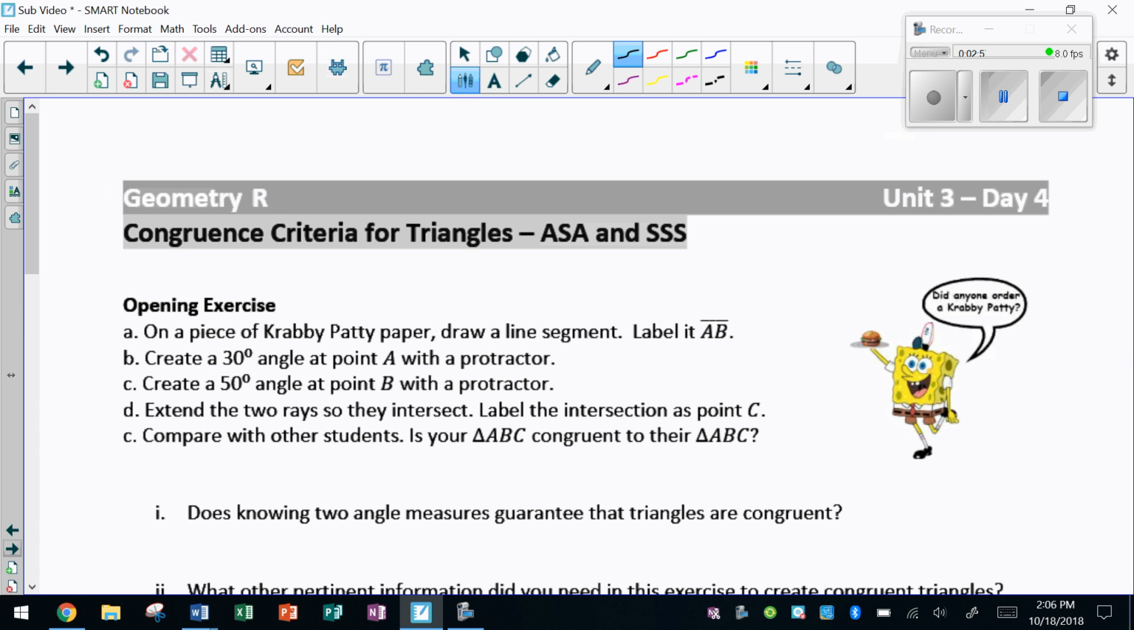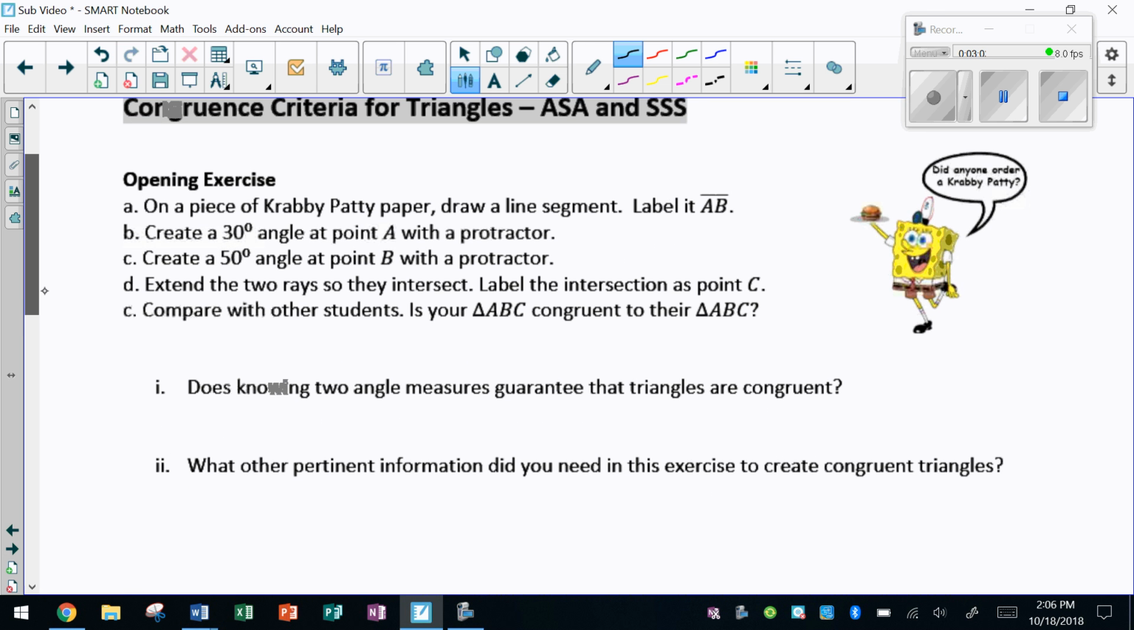Okay, so hopefully you turned and talked and you discovered that your triangles were different from one another, that they were a different size, but same shape, just different size. So in question number 1, does knowing two angle measures guarantee that the triangles were congruent? Does knowing that we had a 30-degree and a 50-degree angle to construct make these triangles congruent? Does it guarantee them? And of course the answer to that would be no. No, absolutely not. Knowing two angle measures does not guarantee the triangles are congruent.